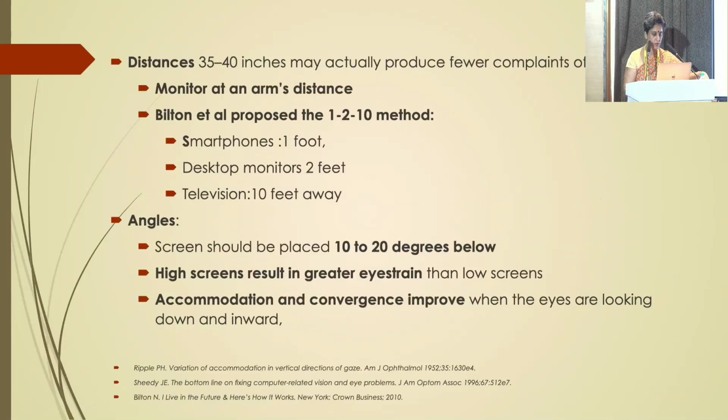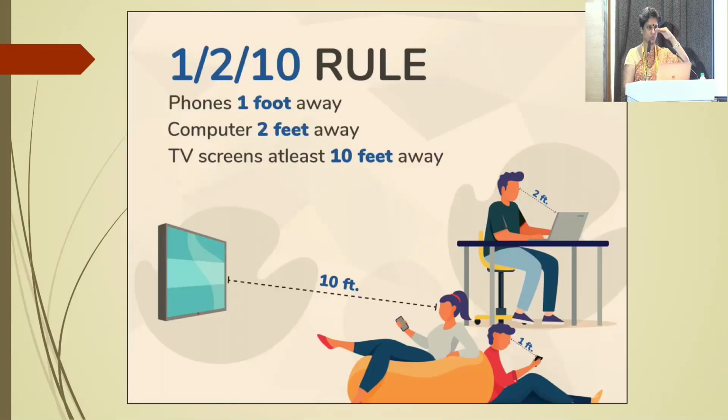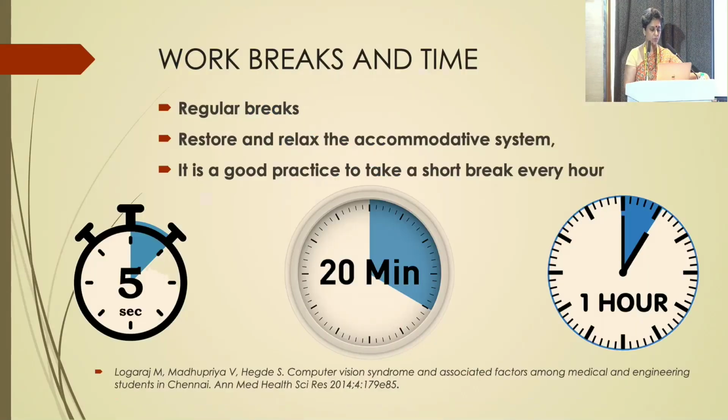Also, how far should it be? The 1 foot, 2 feet, and 10 feet rule for the respective digital devices. And of course, the angle should be downwards, not straight or up. And this is how it works: blink every 5 seconds, and every 20 minutes, follow the 20-20-20 rule. And every 1 hour, you have to just get up and move for your posture.